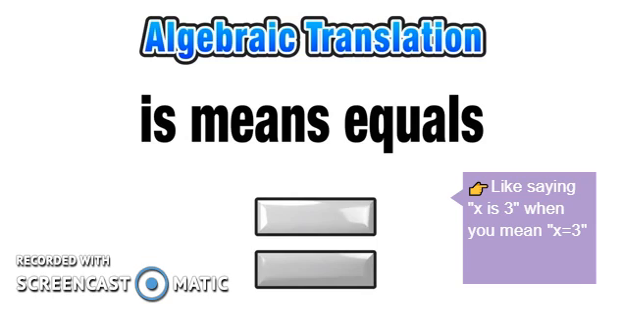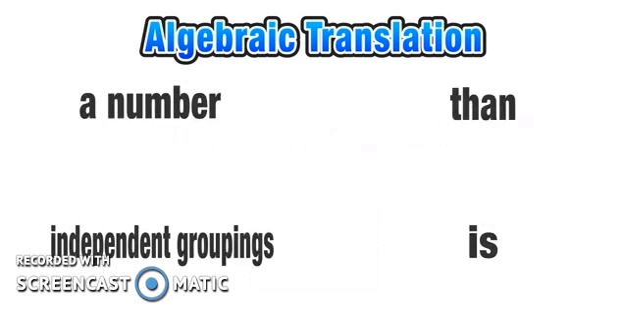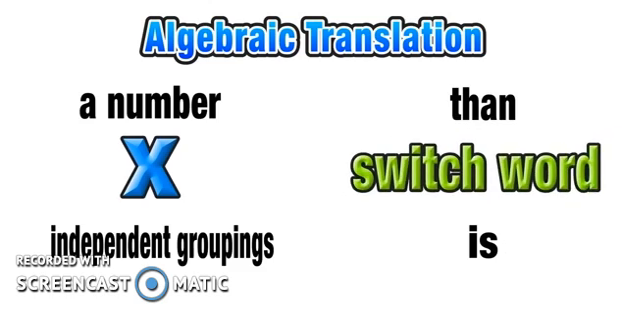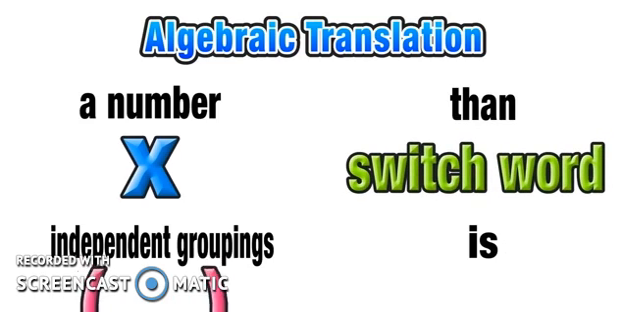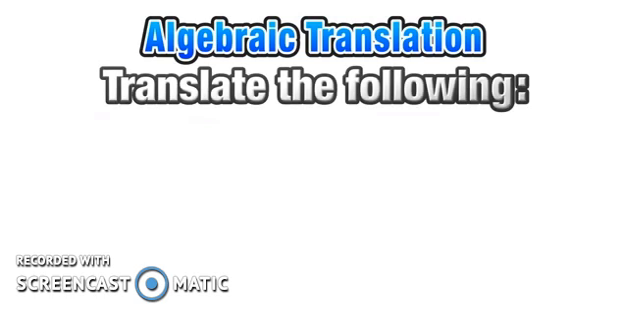So a quick recap before we get into the examples. Remember that a number is just a variable. The word than we call a switch word. Use parentheses for independent groupings, and is means equal to. So now we're ready for a few examples.